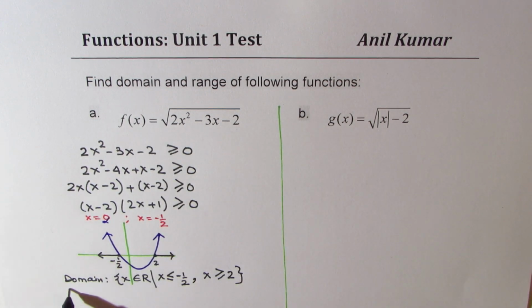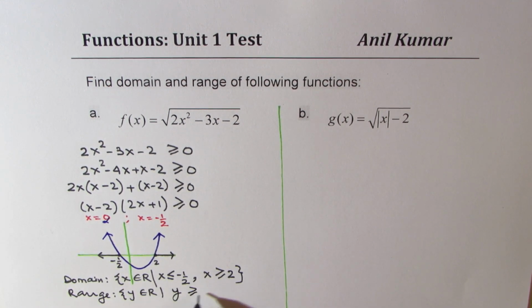For a square root function, range is greater than or equal to 0, right? So it is y belongs to real numbers where y is greater than or equal to 0.